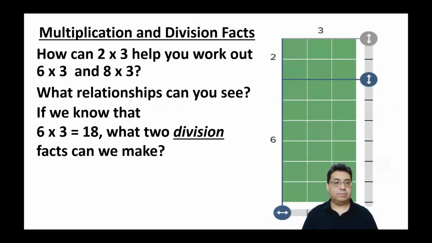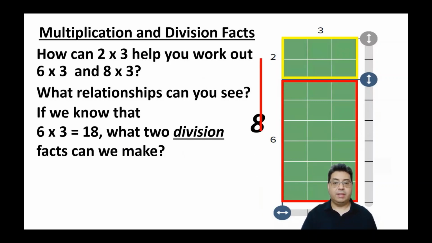First example, I have: how can 2 times 3 help you work out 6 times 3 and 8 times 3? So as we know here, looking at this, we know that 2 times 3 is represented by this. And then we know that 6 times 3 is represented here. Therefore, combining the two, we know that 8 times 3 is basically this entire 2D grid here. What relationships can you see?